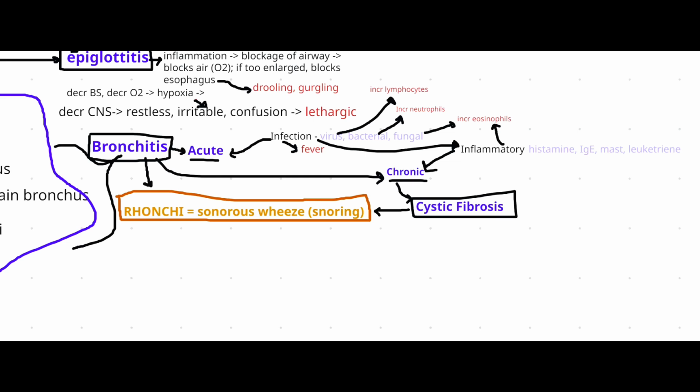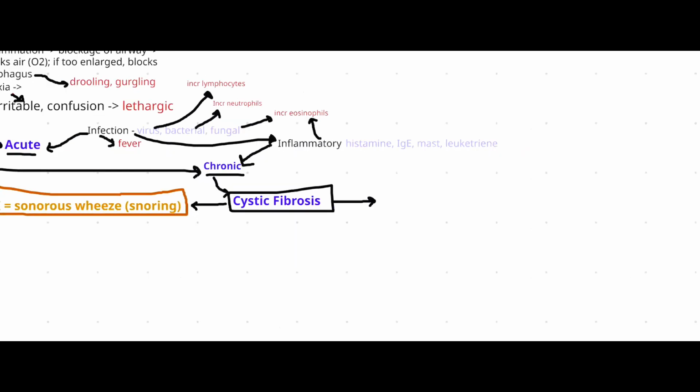So then how does this progress? Because of so much secretion in the bronchi, and this is chronic, this is lifetime. They might have exacerbations, they might have remissions, but for the most part, there's always going to be secretion in the airway. Because of so much secretion, this could lead to bronchiectasis. What is bronchiectasis? Collapse of the bronchi, right?